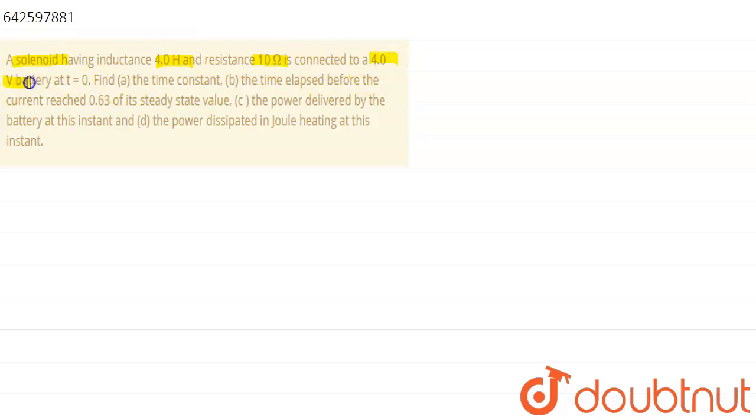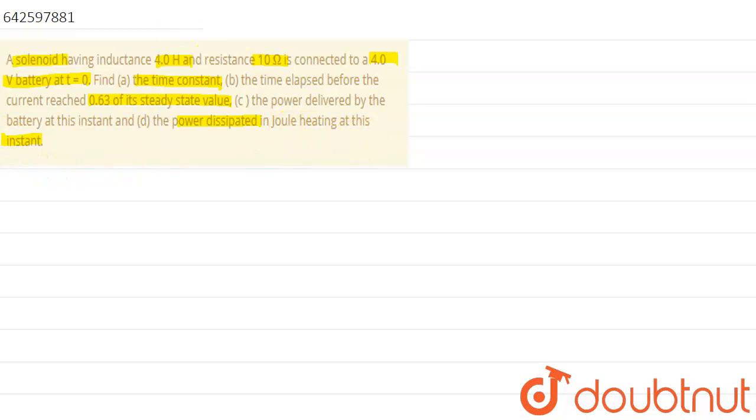The question states: a solenoid having inductance 4 Henry and resistance 10 ohms is connected to a 4-volt battery at t equals 0. Find, first part, the time constant; second part, the time elapsed before the current reaches 0.63 of its steady state value; and third part, the power delivered by the battery at this instant and the power dissipated in Joule heating at this instant.